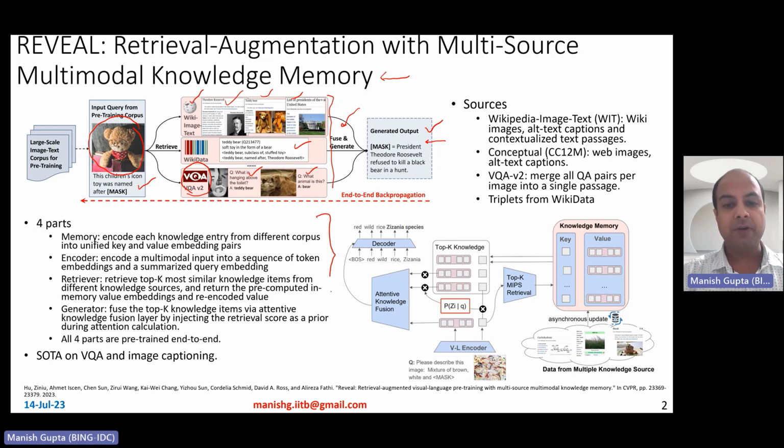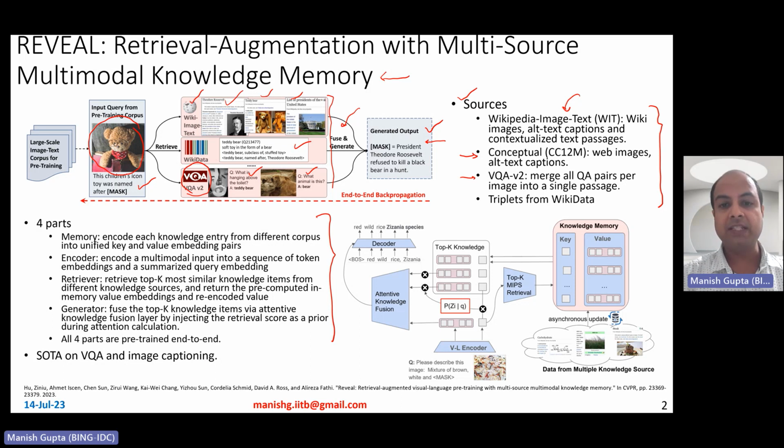Reveal consists of four important parts: memory, encoder, retriever, and generator, which are also typically there in every retrieval augmentation kind of a model, right? However, the interesting part here is that first of all, there are multiple sources for memory, knowledge memory, and then they are also multimodal in nature. As I mentioned also in this example, there is a Wikipedia image text as a source, which has Wikipedia images, captions, as well as contextualized paragraphs, right? It also uses conceptual CC12M as a source, which has web images and alt text captions, catering to a whole bunch of tail entities as well.